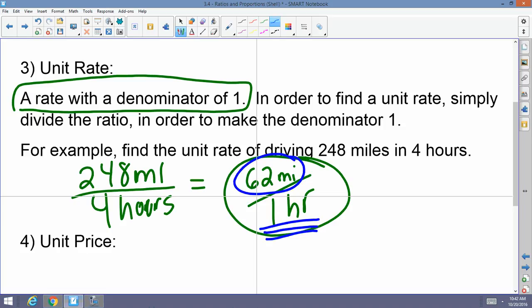Yes, sir, my brother. So whatever it gives you, you just divide it and then you put the answer on the one. Correct. Whenever you're given a rate and you want a unit rate, you literally divide so you can find a denominator of 1.